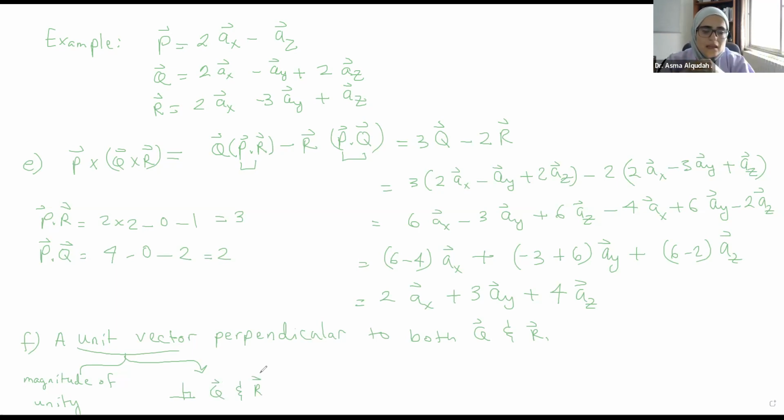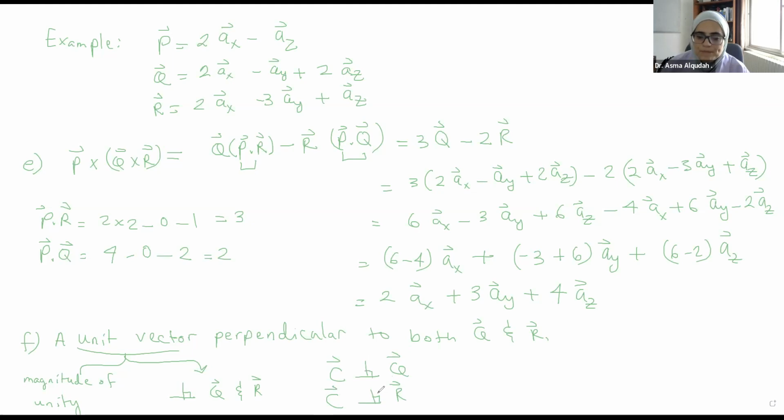So let's think how we get this vector. First, let's think how we get this direction, a vector to be perpendicular to both Q and R. The magnitude thing is easy. Whatever vector you get, you divide that vector by its magnitude, you get a unit vector. But the most important thing here is the direction. So we want to find a vector, let's call that vector C. We want C to be perpendicular to Q, and we want it to be perpendicular to R at the same time.